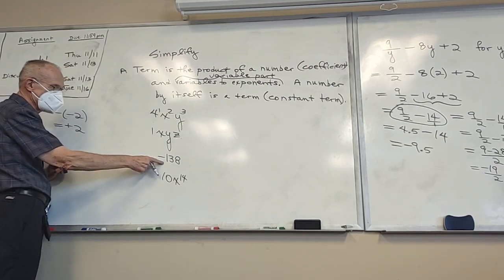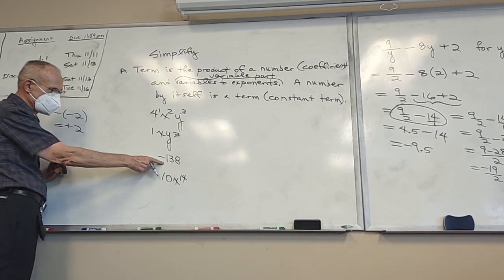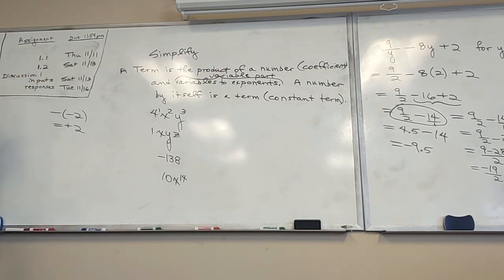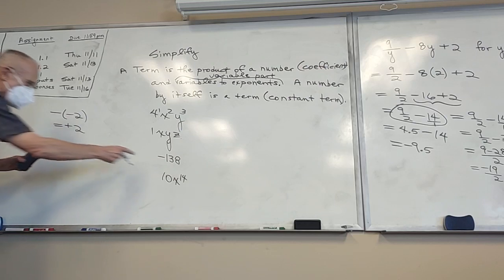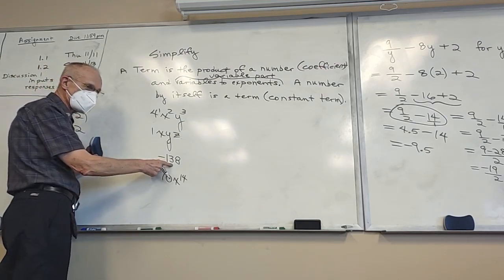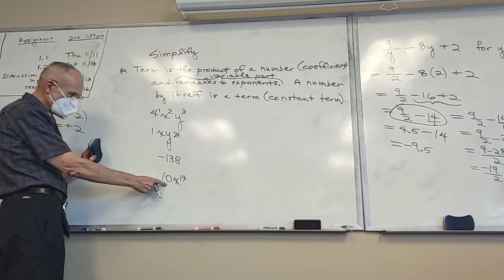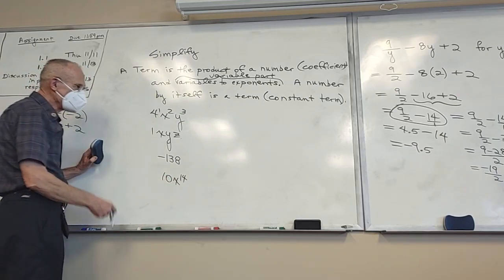What is the coefficient? You're afraid to answer. It's the number itself. It's negative 1/3. So there's always a coefficient. There may not be a variable part, but there's always a coefficient. So if there's no variable, this is the coefficient, negative 138, no variable part. And this one, what's the coefficient? 10, variable part, x to the 14th.